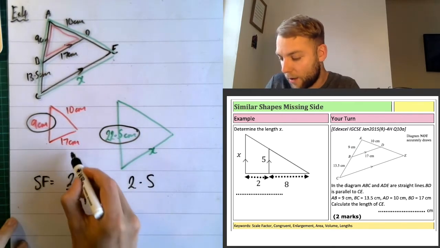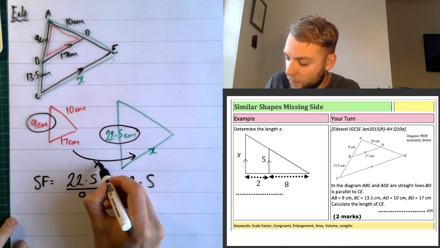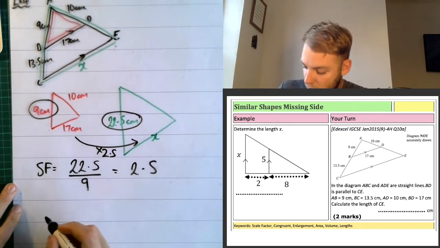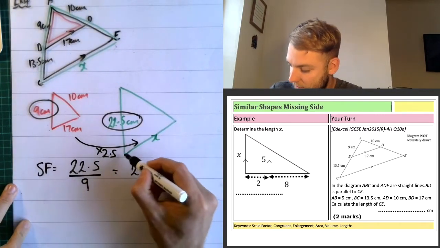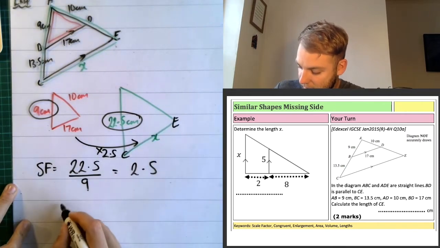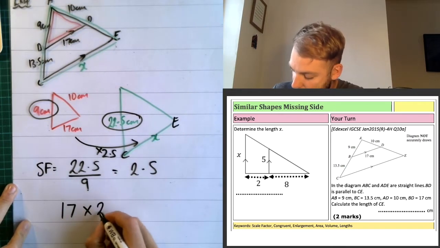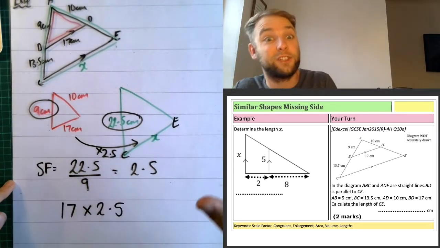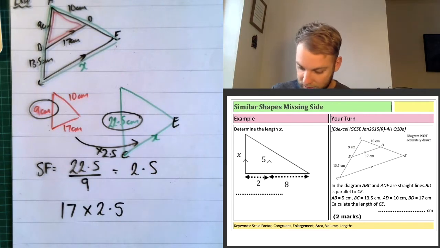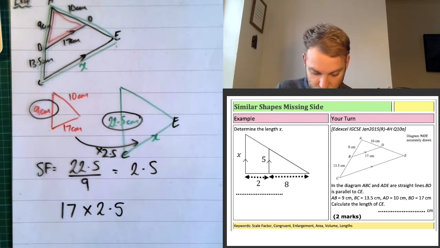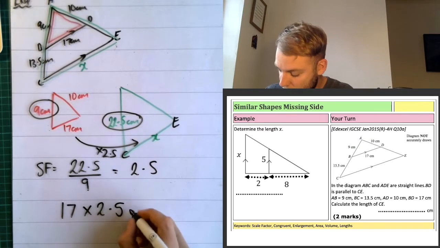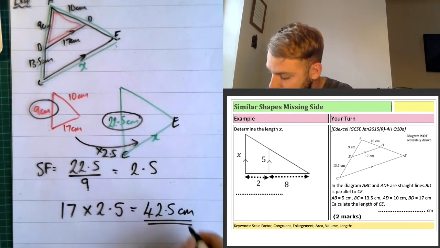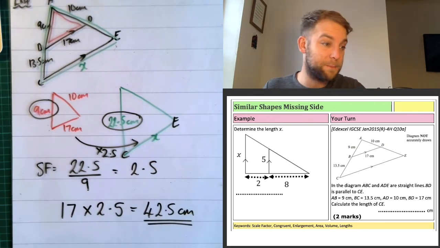So if I want to work out this bottom, I know it's 2.5 times bigger than that triangle on the left. So to work out, this one here is C to E, isn't it? It's going to be 17 times by 2.5. Because this one here is 17, and then we know that this one is 2.5 times bigger. So it's going to be 17 times by 2.5, which is equal to 42.5 centimetres.